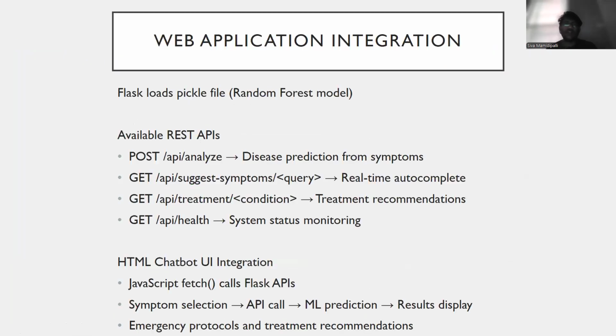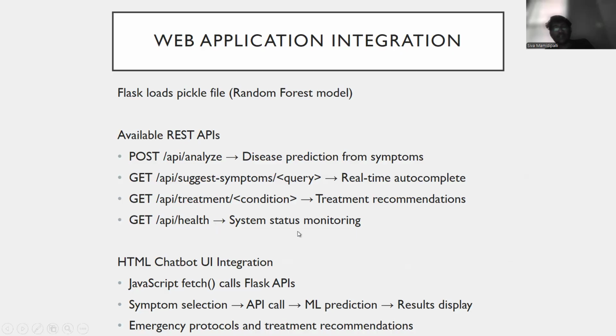This slide talks about the web application integration, and we have a Flask API that loads the random forest model. It also has the API calls, which are analysis and suggest symptom, which auto-completes the symptom, which I'll show you in the later PPT or the demo. And here we can see the treatment: based upon the disease, the specific treatment will be populated. That also can be displayed in the later sessions.